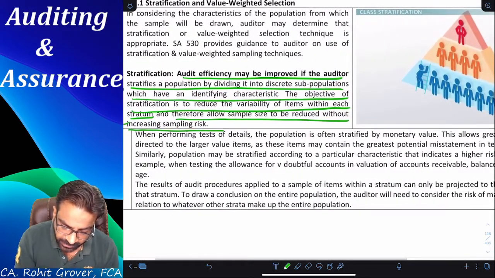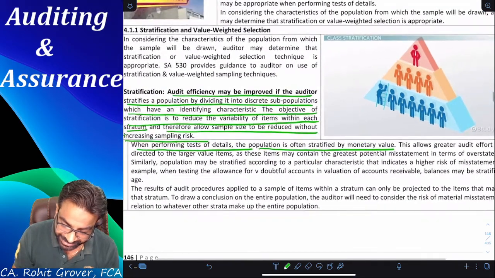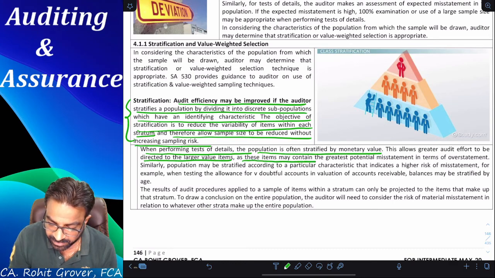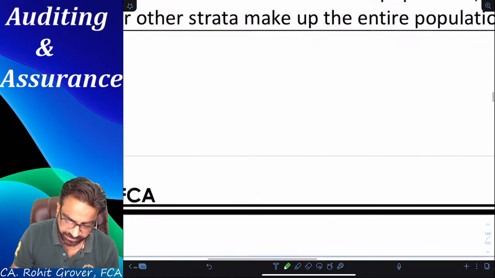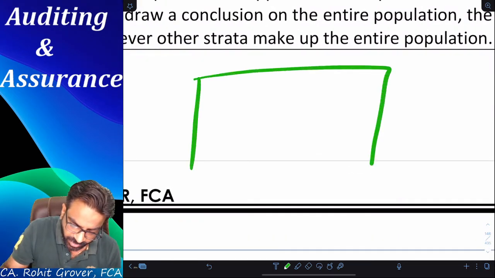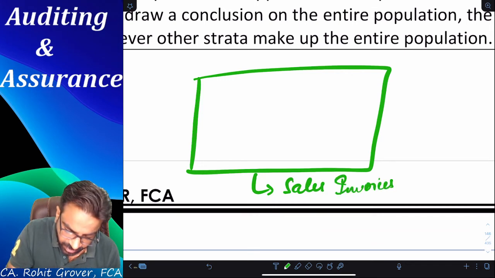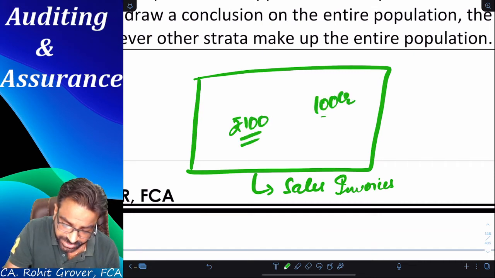While performing the test of details, the population is often stratified by monetary value. This allows greater audit effort to be directed to the larger value items, as these items may contain the greatest potential for misstatement. Let me give you one example of that. Suppose there is one box and this box has sales invoices. Now my client is saying, sir, there are invoices of 100 rupees and also 100 crores worth of sales invoices.